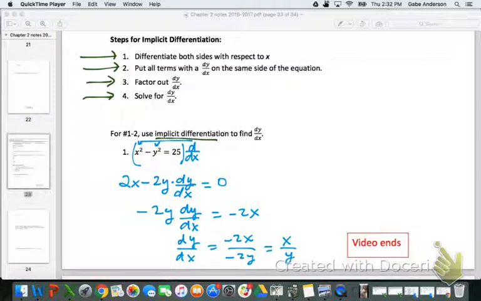All right, so we will look at a few more implicit differentiation questions when I see you guys next time in class.